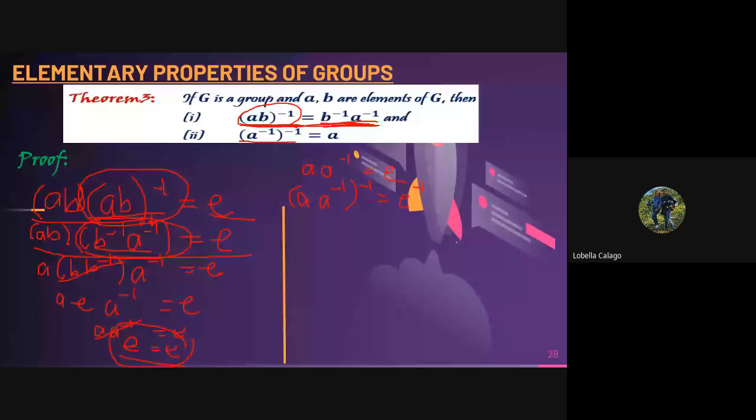Is this going to be okay? So it's like that. A times A inverse, open and close, raised to inverse, is equal to E inverse. Now, we will use our note from number 1.